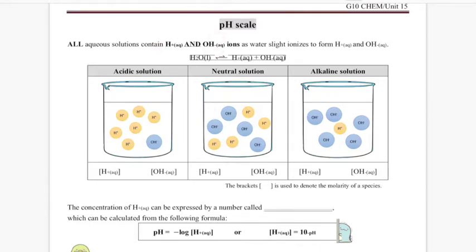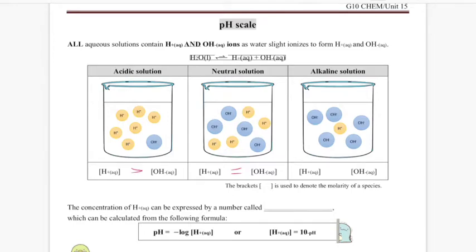So for water, we say under normal condition, it is neutral, pH at 7. That means we have equal amount of hydrogen ion and hydroxide ion. That's for neutral solution. For acidic solution, it will have more hydrogen ions than hydroxide ion. You need to bear in mind, although it's in acidic condition, we still have hydroxide ion, but much less than the hydrogen ion in the solution.